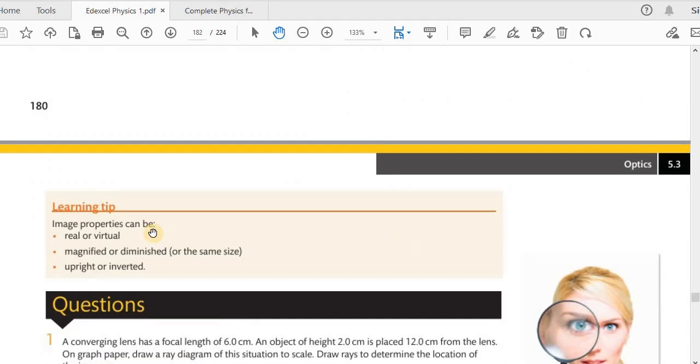Okay, so learning tip: image properties can be real or virtual, magnified or diminished, upright or inverted. So you learned all these things today. You learned about the real image, you learned about the virtual image, you learned about magnified or diminished images. Magnified means the image is larger than the object. Diminished means it's smaller than the object. Now it can be magnified, it can be diminished, or it can be the same size.